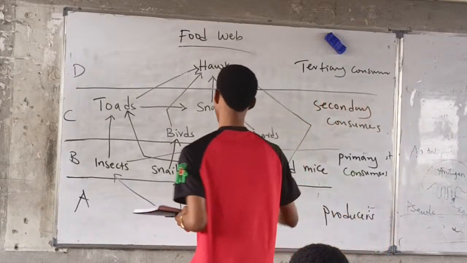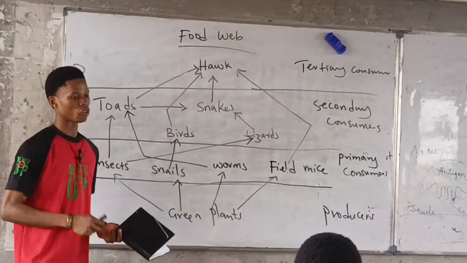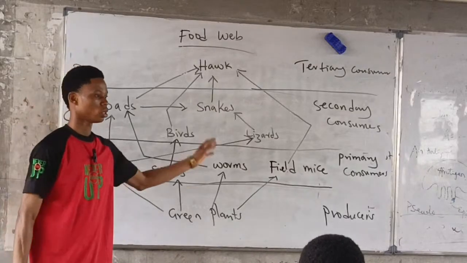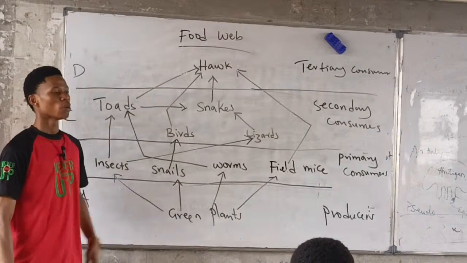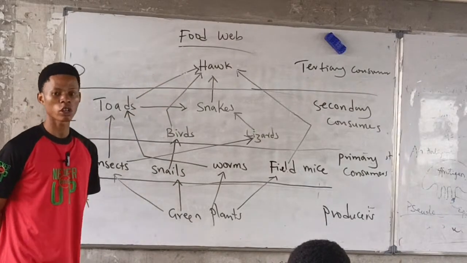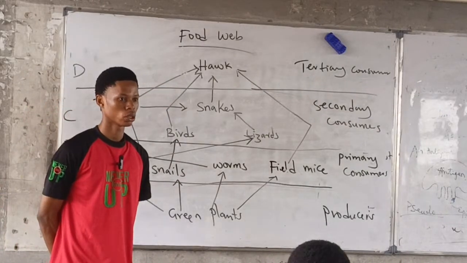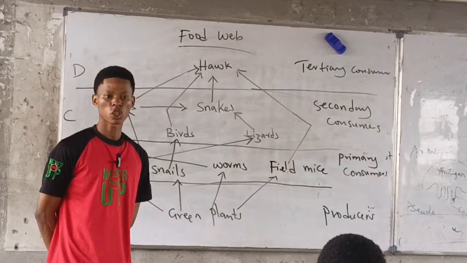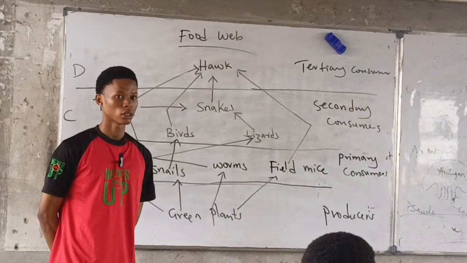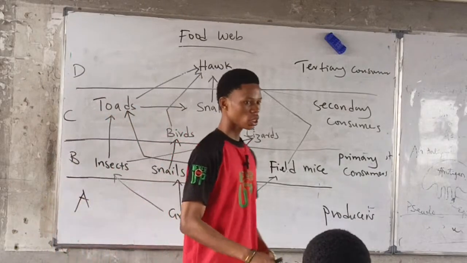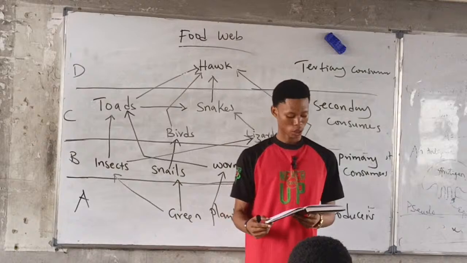Please, I want to clean this. I'm giving you 30 seconds for this, please. But do we understand this? Remember that the position of an organism in a food chain is what? Trophic level, right? Trophic level. Yes. All right.